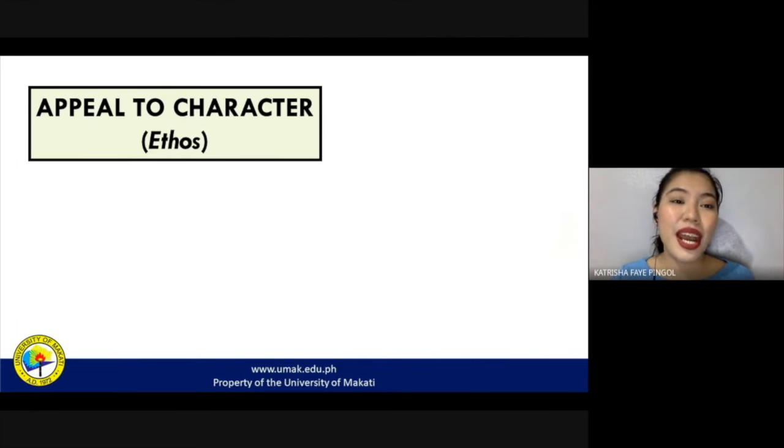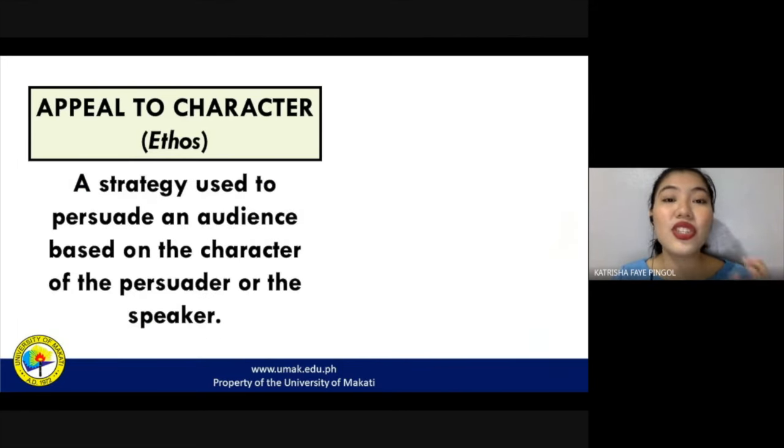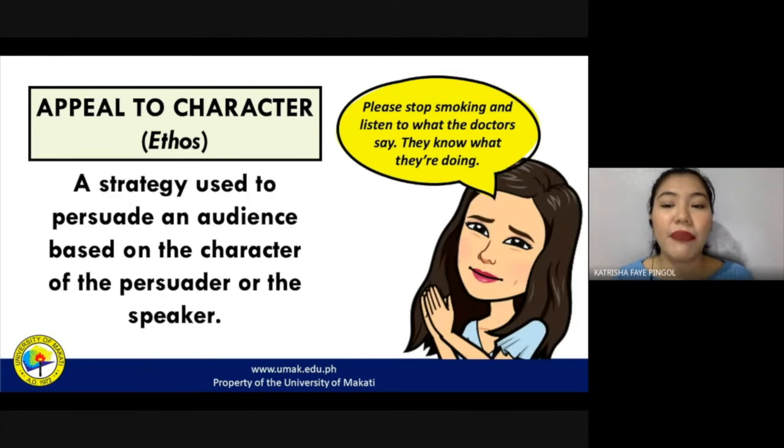Ethos, on the other hand, or appealing to character, is a strategy that is used when you want to persuade an audience based on the character or the credibility of the persuader or a speaker. Okay? So, how do we do that? Now, as a daughter, again, if you want to appeal to character, in this kind of appeal, you can also use the credibility or the character of others.